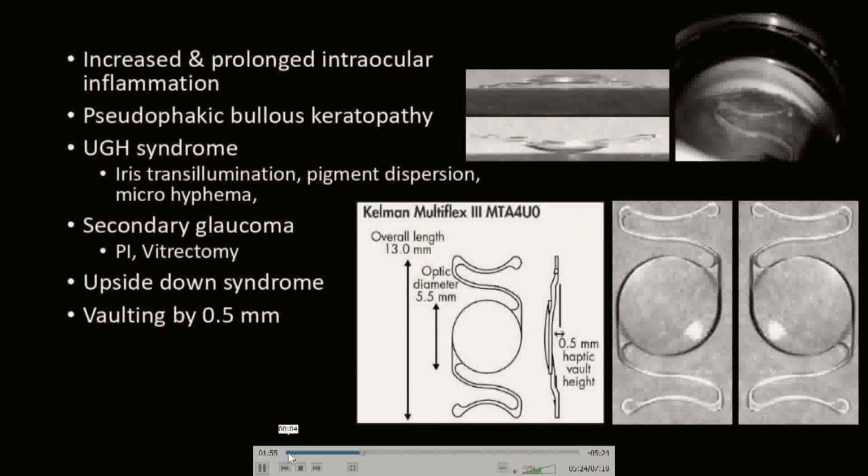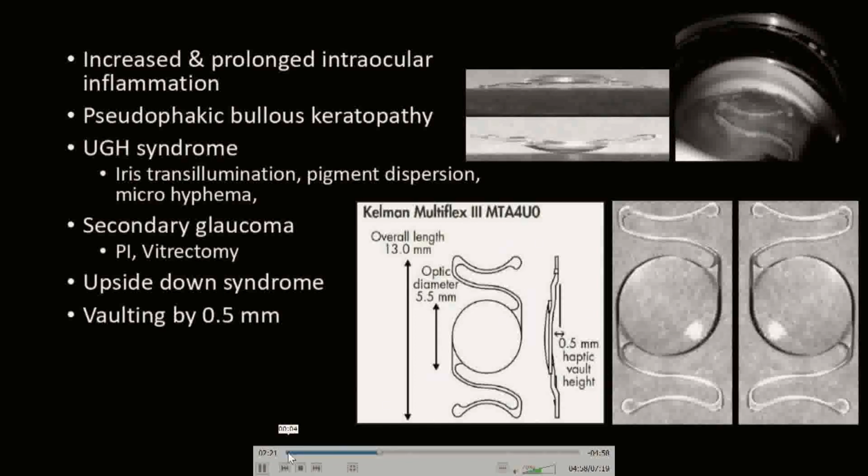Complications are known: increased and prolonged inflammation, glaucoma, UGH syndrome, and upside-down syndrome when you implant the lens upside down. We have a stock of all the lenses of AIOL. Though it is rarely used, I would rather prefer an iris clip lens. But these are definitely of value when you have a complicated situation.